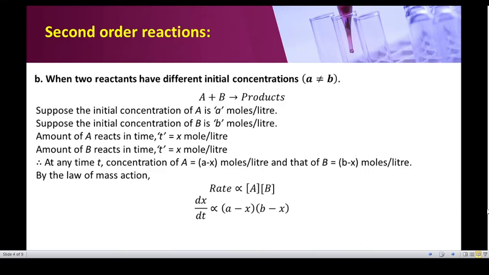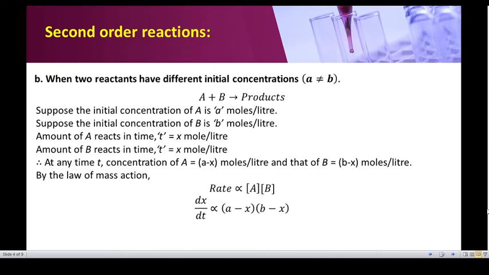After time t, say x moles of reactants A and B have reacted. Therefore, the remaining concentrations of A and B after time t are a minus x and b minus x moles per liter respectively. According to the law of mass action, the rate of reaction is proportional to the concentration of the reactants raised to some power. So obviously, rate is proportional to the concentration of A into the concentration of B.